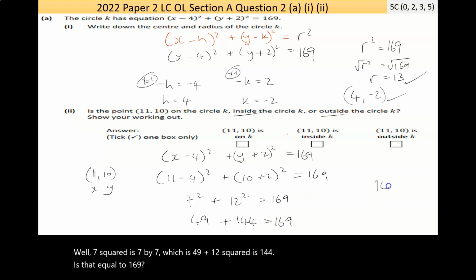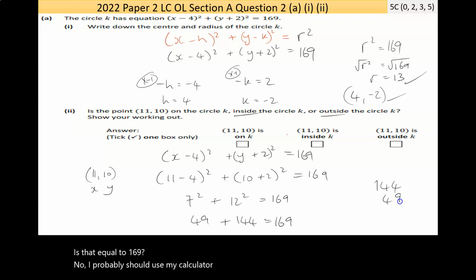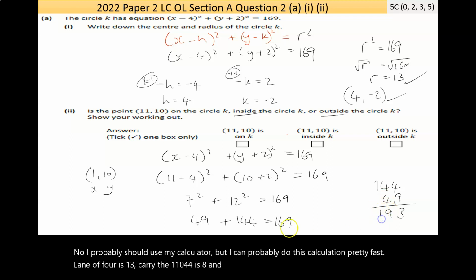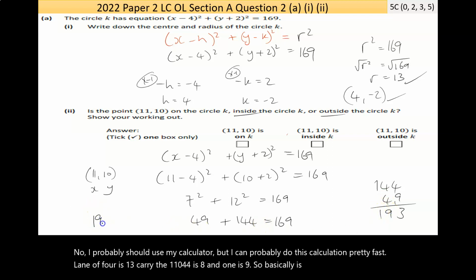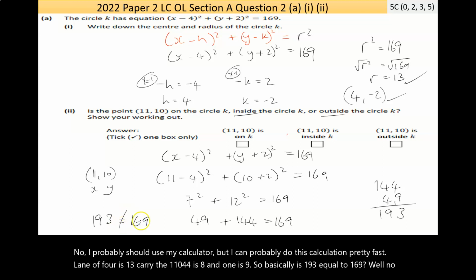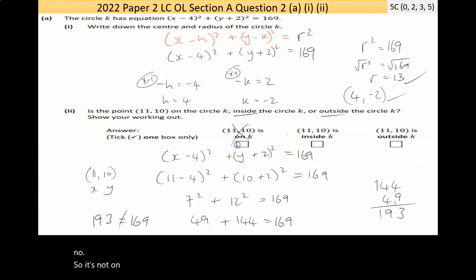No. I probably should use my calculator, but I can probably do this calculation pretty fast. 9 and 4 is 13, carry the 1, 4 and 4 is 8, and 1 is 9. So basically, is 193 equal to 169? Well, no. So it's not on. Is it less than 169? No. So it's not inside. It has to be outside.